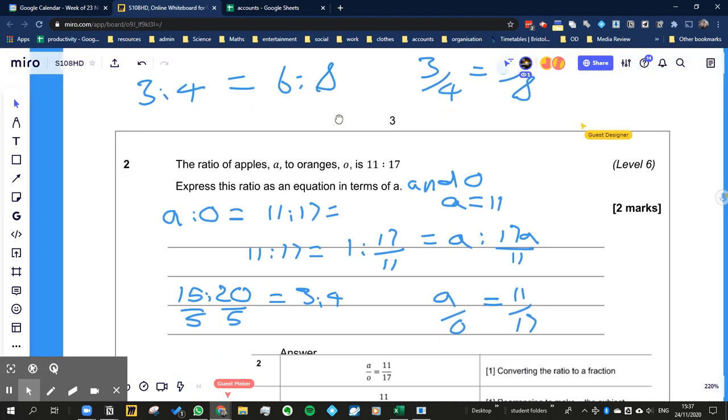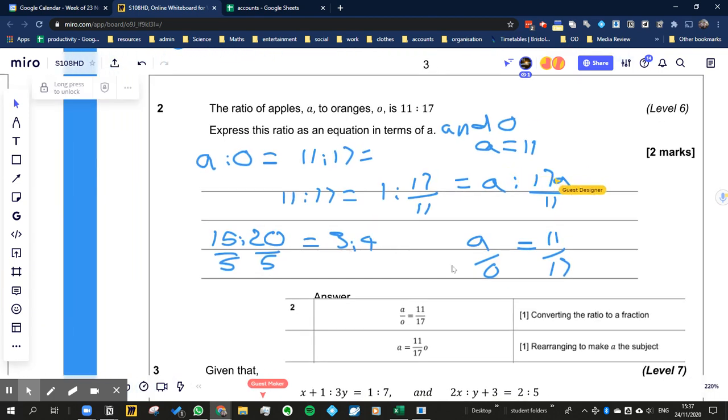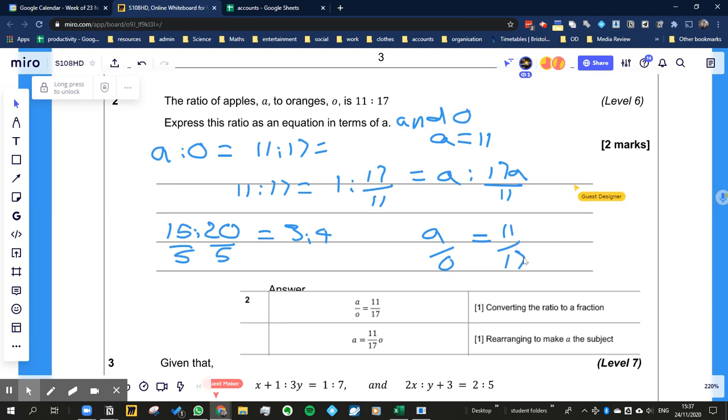So what we did is we did the same thing with this, and we'll say, well, if A to O is 11 to 17, then that would mean that A to O is equal to 11 over 17.